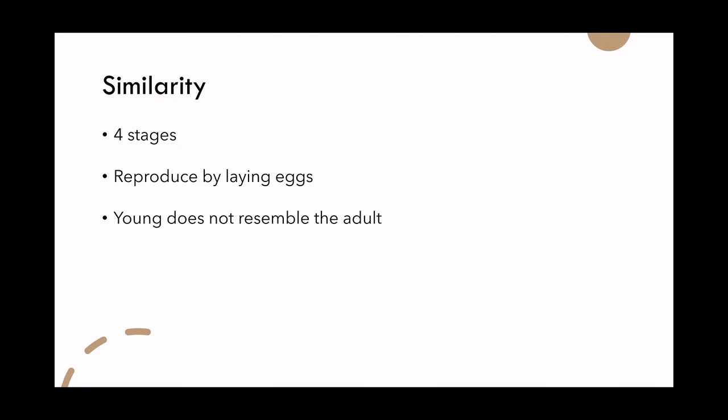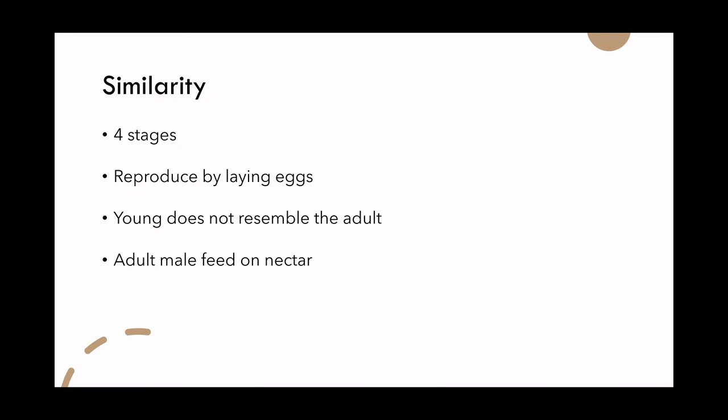Similarities: both of them have 4 stages as we know, egg, larva, pupa, adult. They both reproduce by laying eggs, just that they lay eggs at different locations. Both of their young do not resemble the adult. In fact, for all 4-stage life cycle insects, the larva stage will not resemble the adult one. They are totally different. They don't look alike at all. If you have no scientific knowledge, you will never believe that they are related. For example, you will never believe that a caterpillar is actually the young of the butterfly because they are very different.